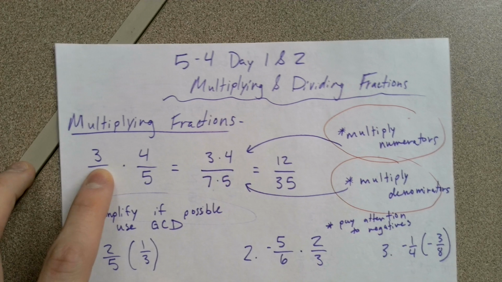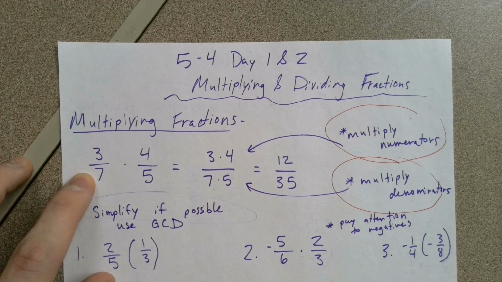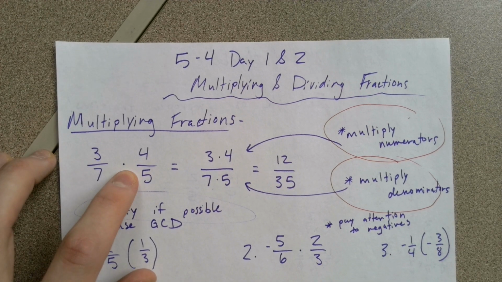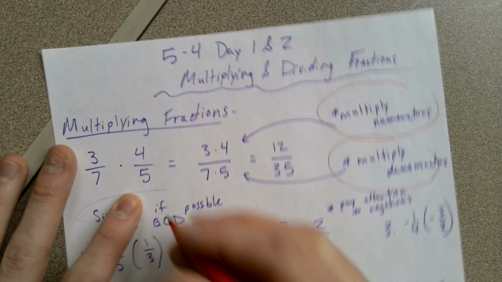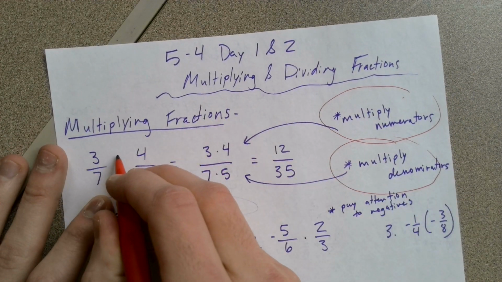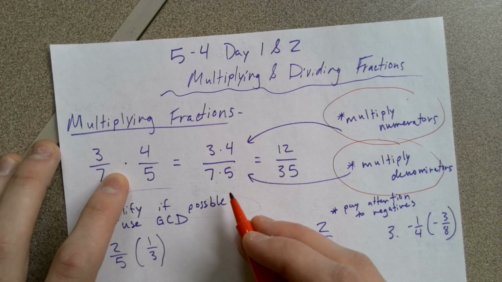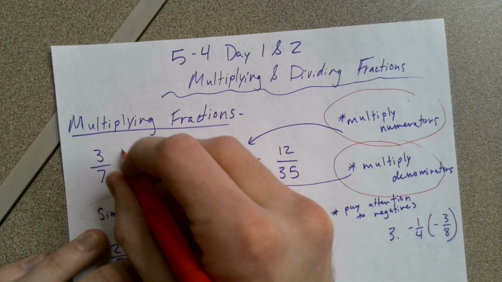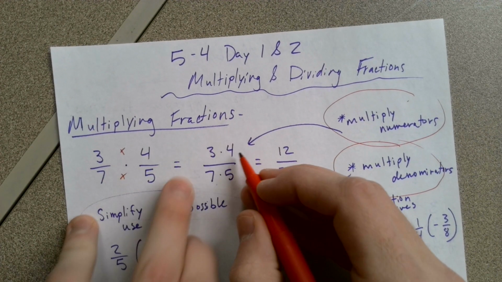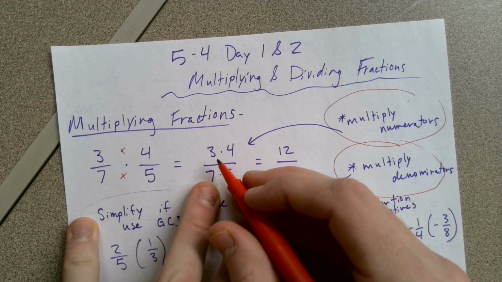If we look at our example right here on top, we have 3/7 times 4/5. What we're going to do is we're really just going to multiply the numerators. Those are our top numbers. Multiply our denominators. Those are the bottom numbers. And that will be our answer. So we're going to take the tops times the bottoms. I rewrote it like this to make it a little easier for you to see.